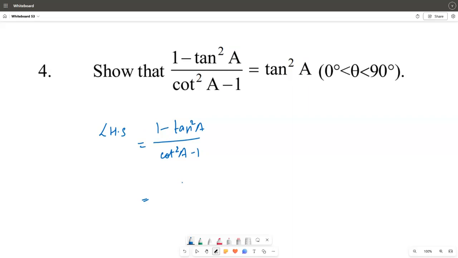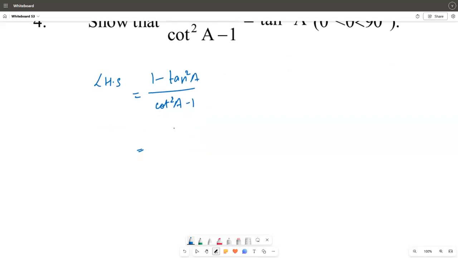So now in this LHS part, I am going to substitute the reciprocal of cot A in the denominator. We know that cot A is equal to 1 by tan A. Therefore, cot square A is equal to 1 by tan square A. So this would be (1 minus tan square A) by (1 by tan square A minus 1).